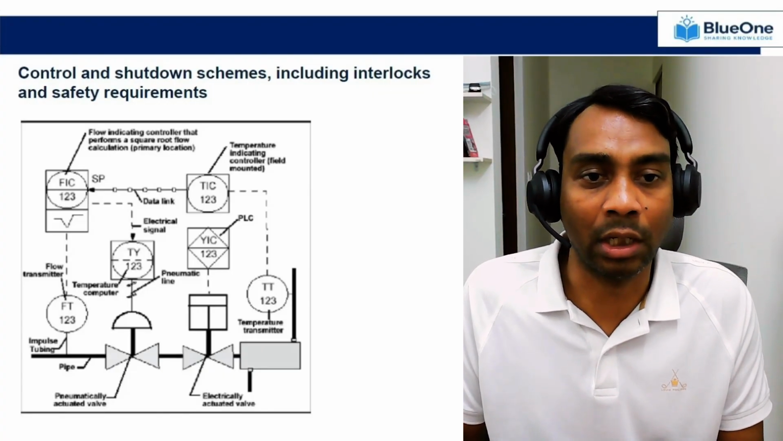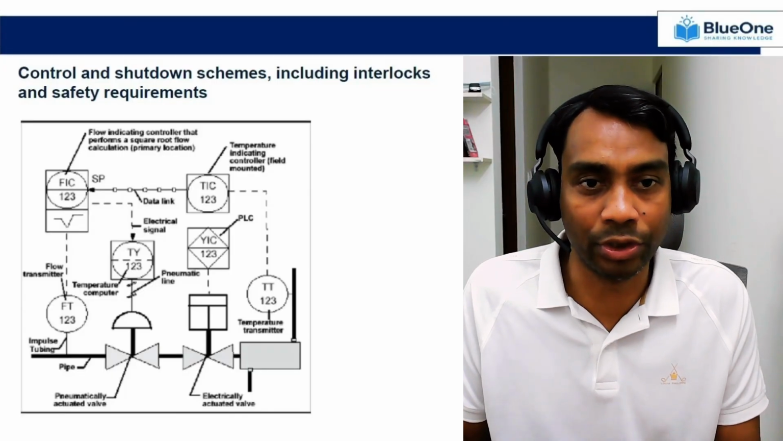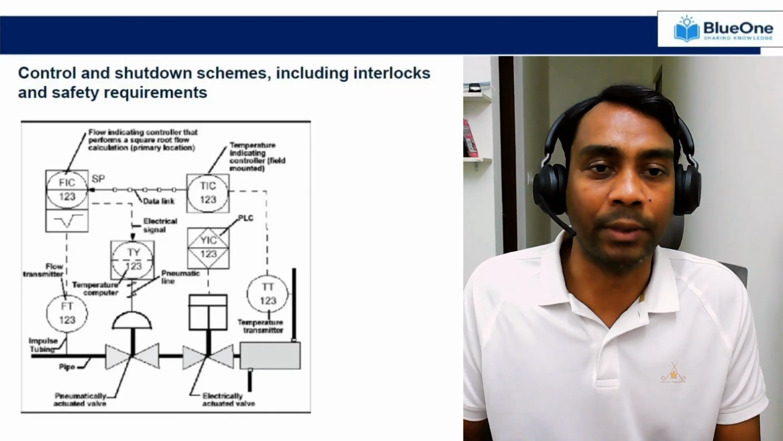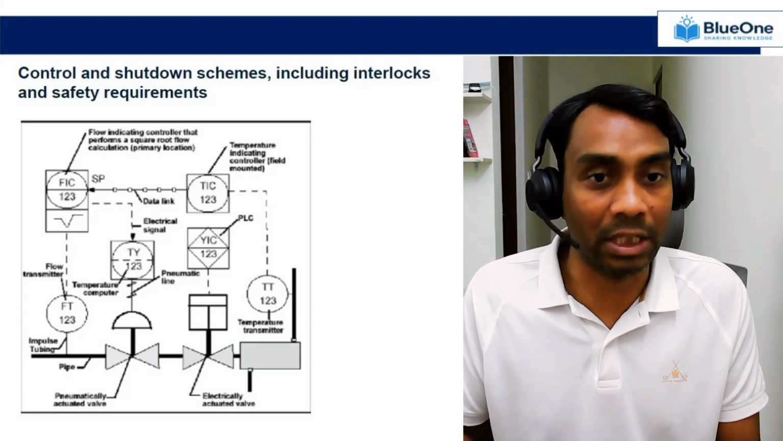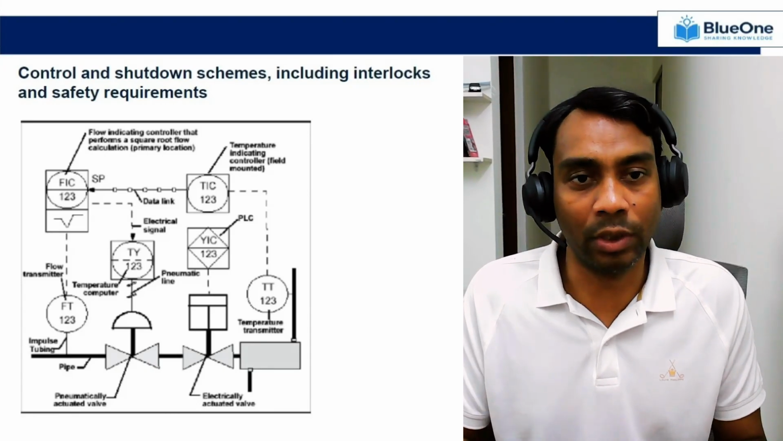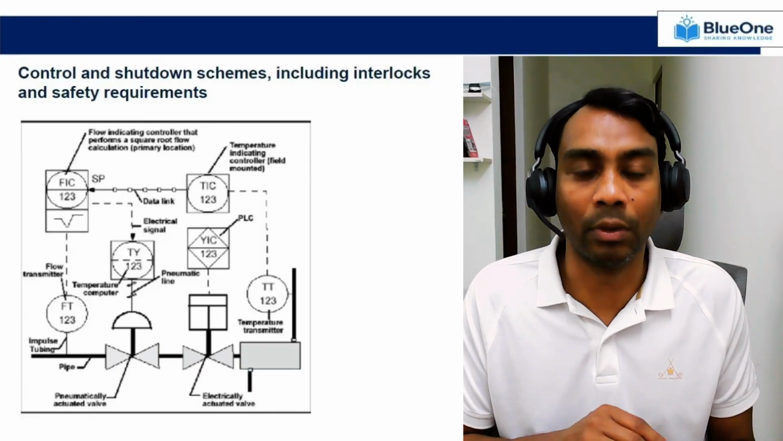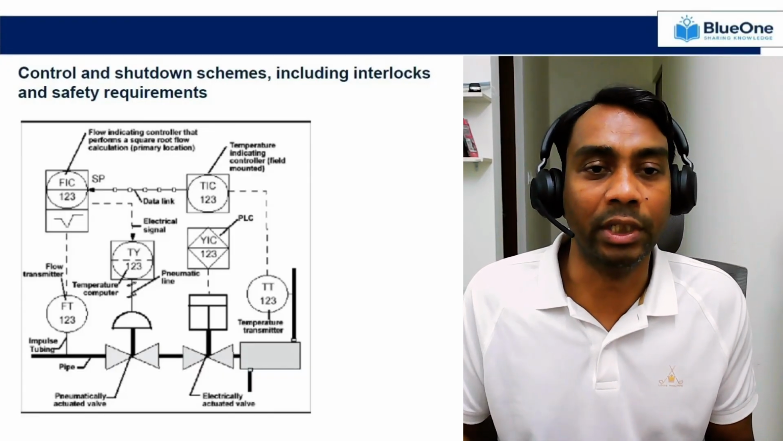So there is a shutdown valve or isolation valve, which is directly receiving the interlock from the PLC. Okay, so you have the PLC. So in this one particular diagram, you can see the process control loop, and you can see the interlock loop.